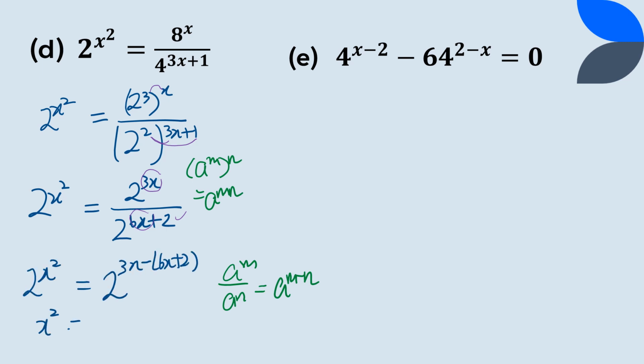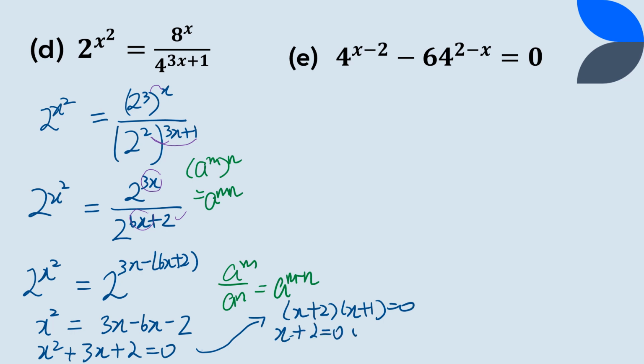And we compare the exponents since they are base 2 on both sides. And then you end up with a quadratic equation where you can factorize it to get two answers, x equals -2 or x equals -1.